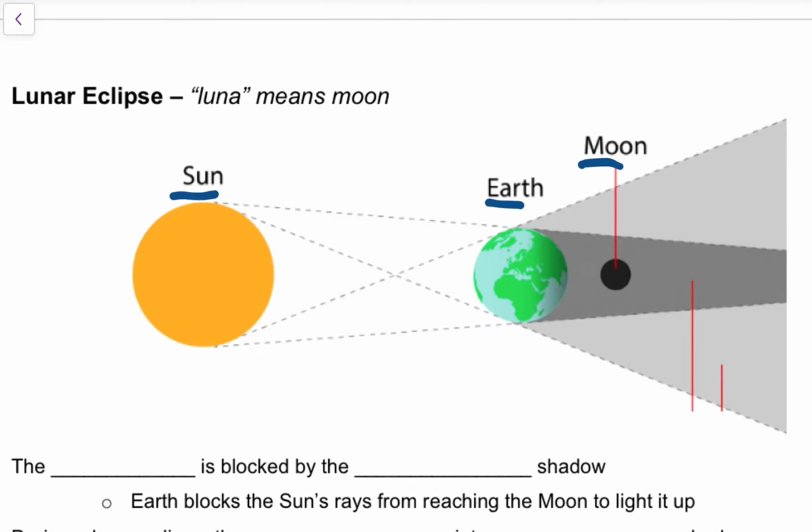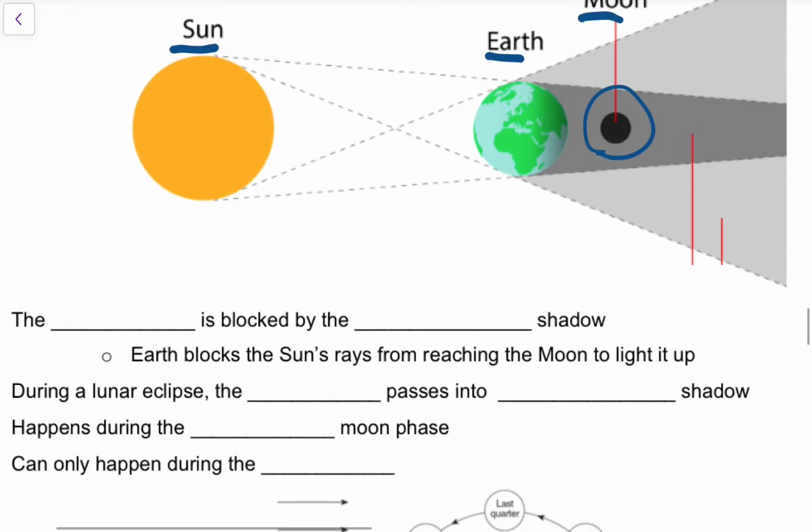Again, just like the moon has a shadow, just like the trees outside have a shadow, the earth has a shadow. And so during a lunar eclipse, the earth's shadow falls directly on the moon, covering the sun's light and preventing it from reaching the moon. So you have the earth's shadow covering the moon.